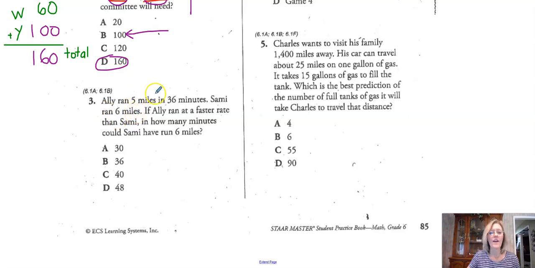Allie ran 5 miles in 36 minutes. Sammy ran 6 miles. If Allie ran at a faster rate than Sammy, in how many minutes could Sammy have run 6 miles? Don't panic. All we do is come back and we think through it, okay?